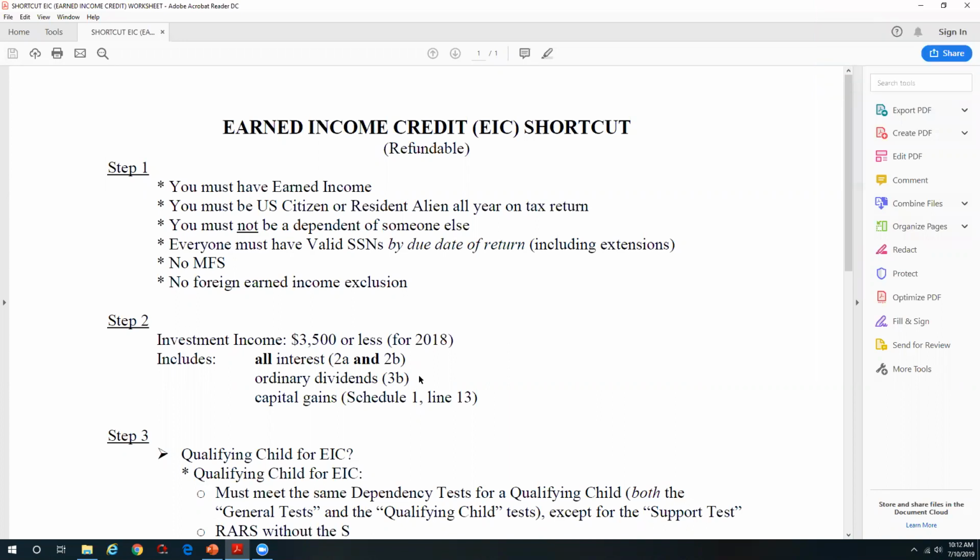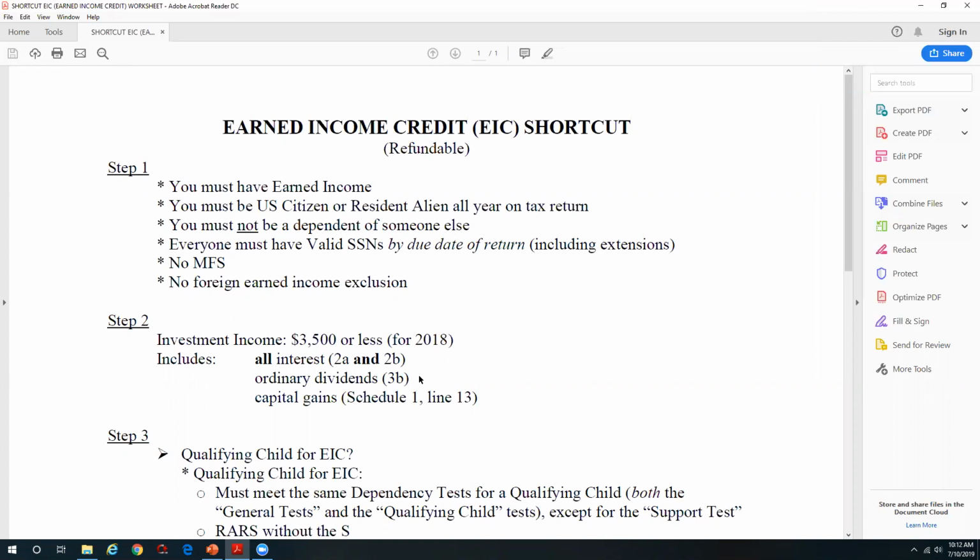That's okay. You must be a U.S. citizen or a resident alien all year on tax return. There you go. So you must be a U.S. citizen. We already know what a U.S. citizen is. A resident alien means you can be an alien, but you've resided inside of the U.S. all year. Okay? So if you're a U.S. citizen or resident alien, do you still have to have earned income to be able to get this credit?